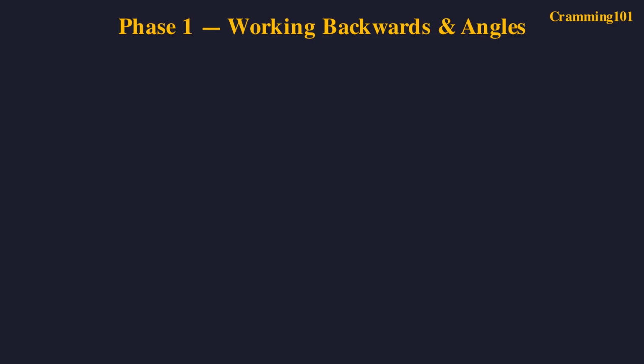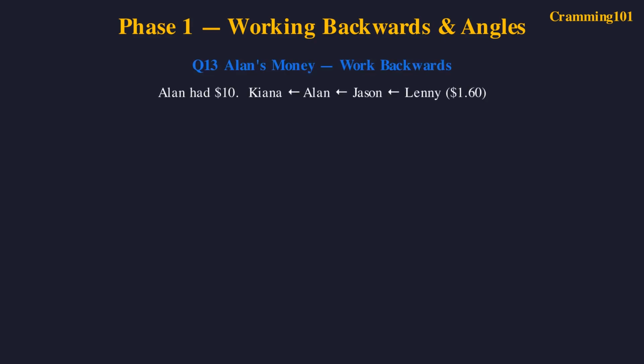Question 13. Alan's money. Alan had $10. He gave some money to Kiana. Then Alan gave half of what he had left to Jason. Jason then gave half of what he received to Lenny. Lenny received $1.60. The question asks, how much did Alan give to Kiana?